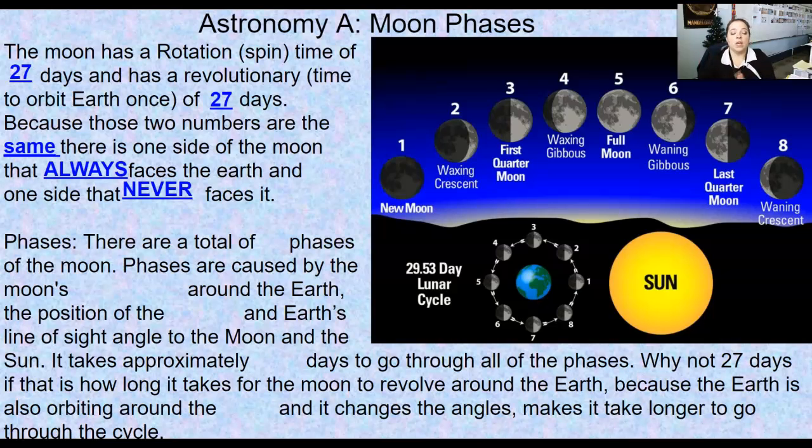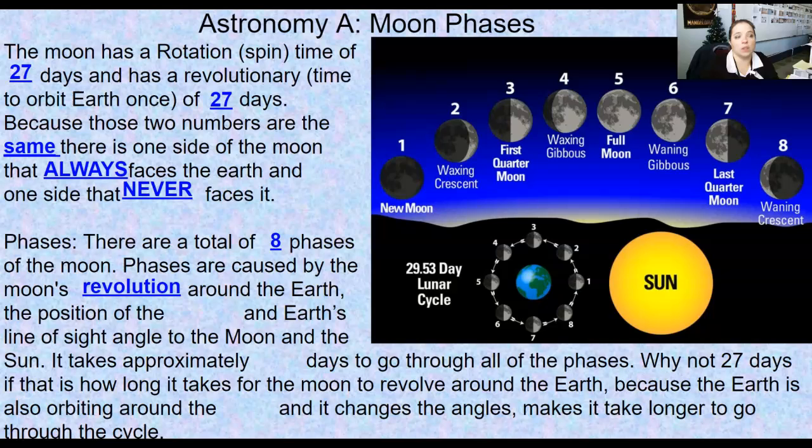All right. Because it goes around the Earth, we see phases of the moon. And there are a total of 8 phases of the moon. Phases are caused by the moon's revolution. Remember how I said there's a difference between rotation and revolution? This is the difference. Rotation means spinning. Revolution means orbiting. Okay? Two very different things.